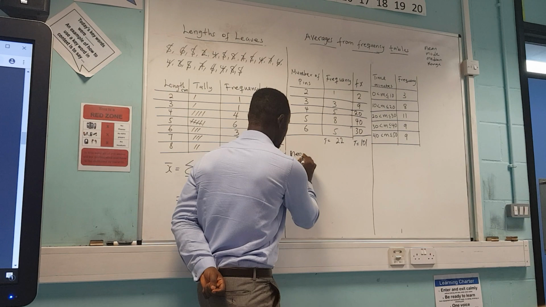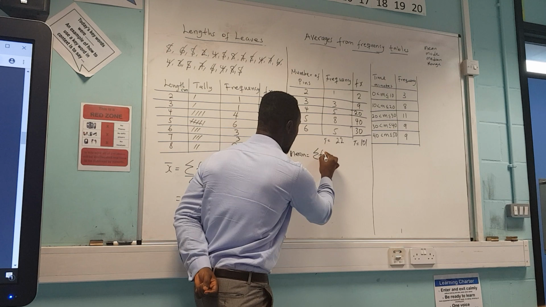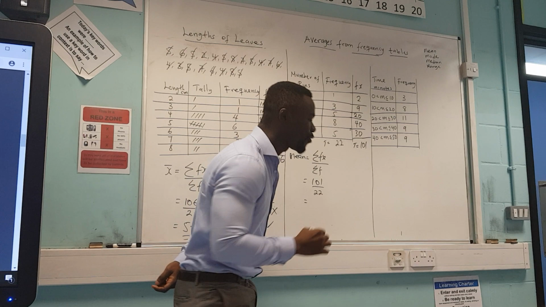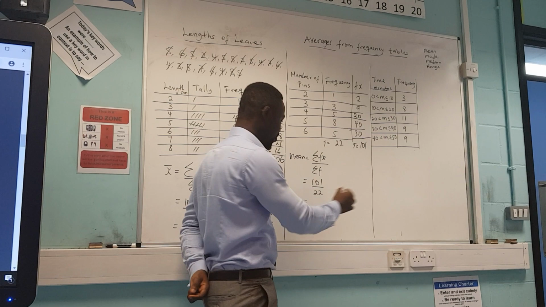Mean would be equal to summation fx over summation f. So that equals 101 divided by 22. So what is our mean? Our calculator gives us 4.59 recurring. So we have 4.59 as our answer, mean.